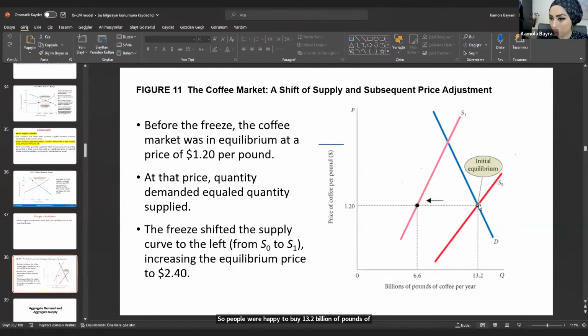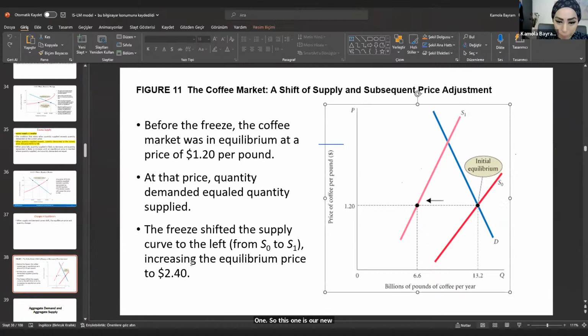So that is equilibrium, right? Now, the freeze shifted the supply curve to the left from S0 to S1. So this one is our new supply curve, increasing the equilibrium price to 2.40 USD. However, okay, equilibrium price is 2.40 USD, but people cannot afford to buy at that price.